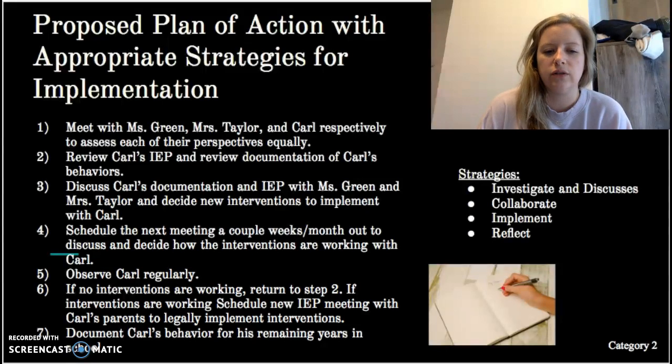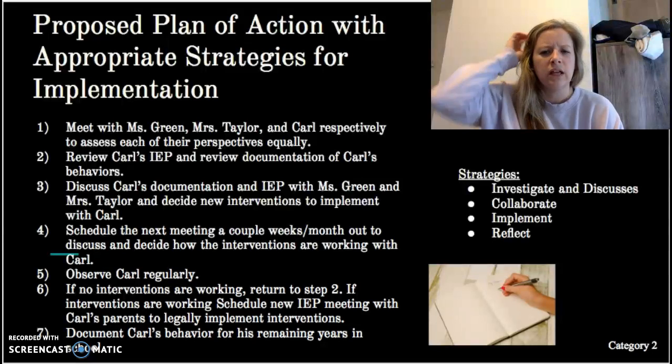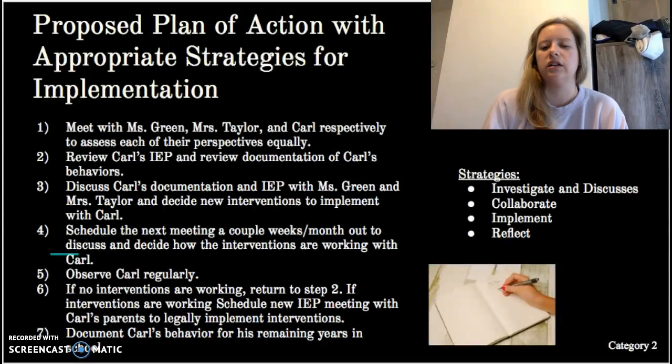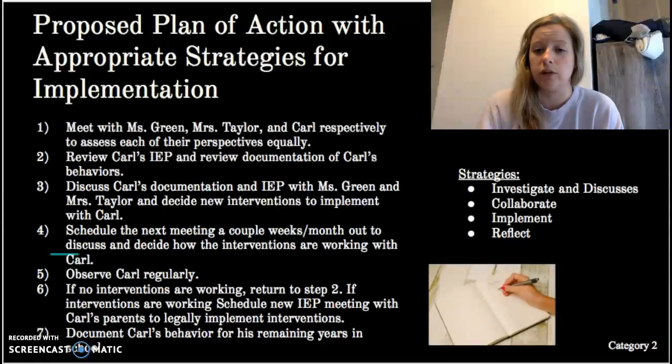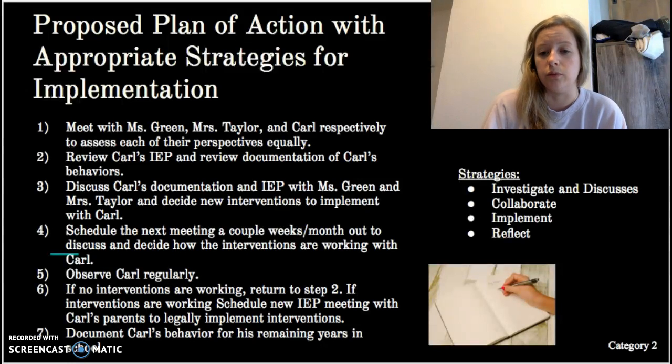The third thing I would do is discuss Carl's documentation and IEP with Miss Green and Miss Taylor and decide new interventions to implement with Carl. There's no reason that Carl should be immediately removed from the classroom. Per the SPED program, he is required to have a fair education, and just removing him from a class is not fair. Also, his disability is behavior, so it's not that he's academically incapable, so he should be in the best learning environment for him, which would be the general education classroom with his teacher, Miss Taylor.